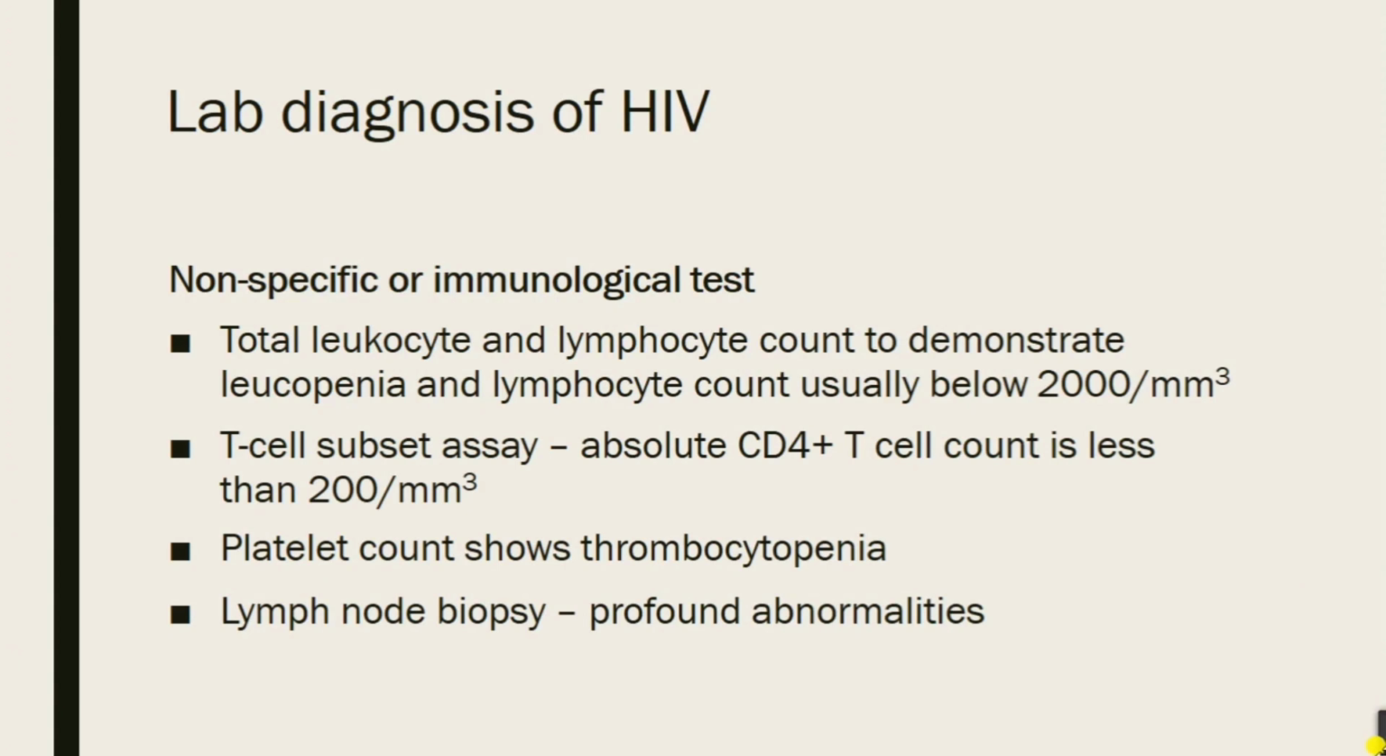The non-specific tests include total leukocyte count or total lymphocyte count, which is done to demonstrate leukopenia and lymphocytopenia. Usually the lymphocyte count is seen below 2000 per cubic millimeter. The next test is the T cell subset assay, where the absolute CD4 plus T cell count will be less than 200 per cubic millimeter. Platelets will show thrombocytopenia, that is a reduced platelet count, and lymph node biopsy shows profound abnormalities.